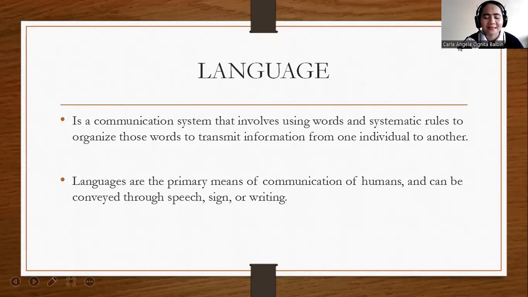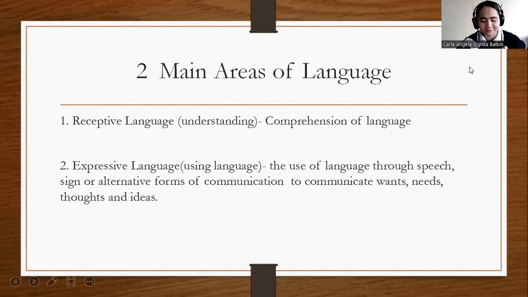Moving on, let's now come to the two main areas of language. The first one is receptive language. It says there it's the comprehension of language. So receptive language is the understanding of information provided in a variety of ways, such as words and sounds, signs and symbols, and movements and gestures. Listening is one of the most important components of receptive language, and aside from listening, it actually involves more than just that.